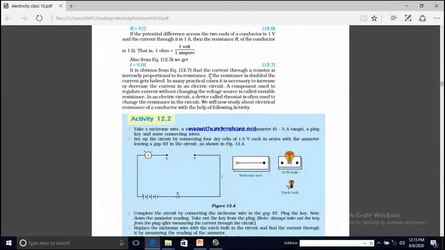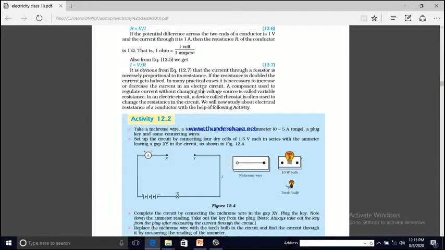As we can see here, if the resistance is doubled, the current gets halved. If you double the resistor, it will become 2R. For example, 5 divided by 1 is 5, and 5 divided by 2 is 2.5. So if you double the resistance, the current will also get halved. That's the inverse proportionality, which is why we say current is inversely proportional to the resistance of the circuit.